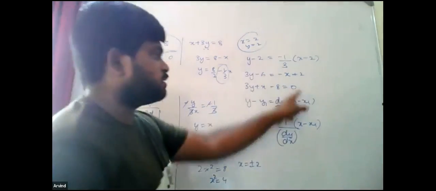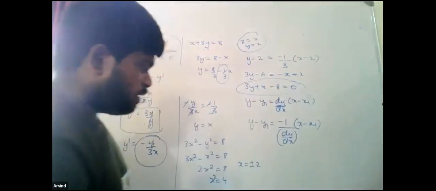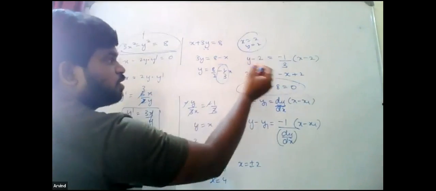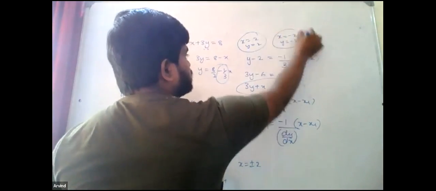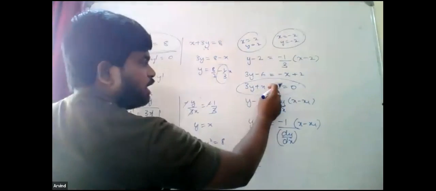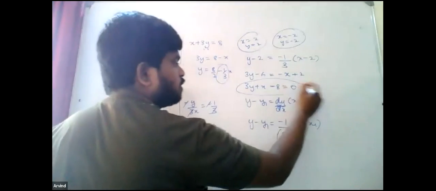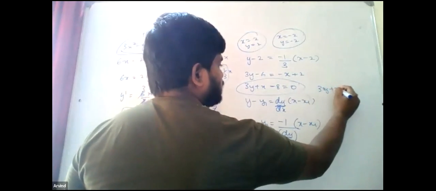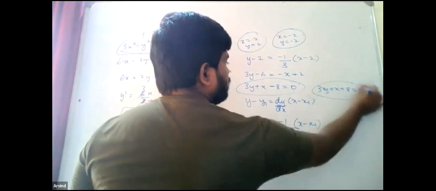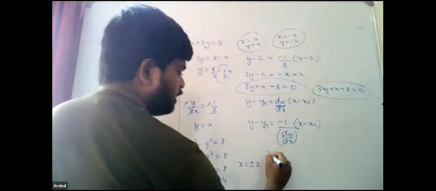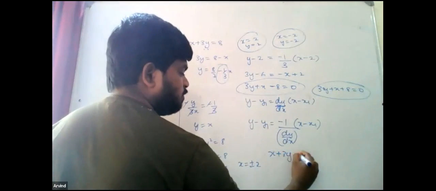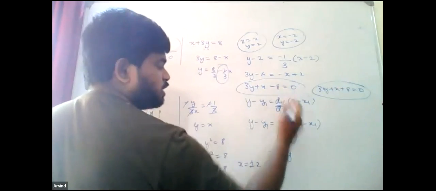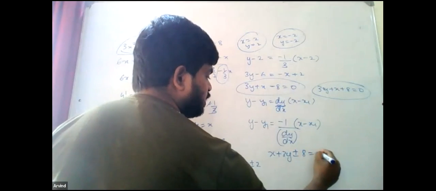This is one equation. Okay, now there are two values. Now we took the positive value. Next, let's take the negative value. x is equal to minus 2, y is equal to minus 2. You solve it the same way, but you will get plus 8. That's it. So 3y plus x plus 8 equal to 0. Therefore, in general, you can write it as x plus 3y, one time plus 8 and another time minus 8. So plus or minus 8 equal to 0.